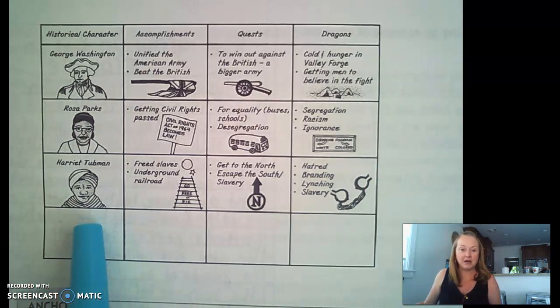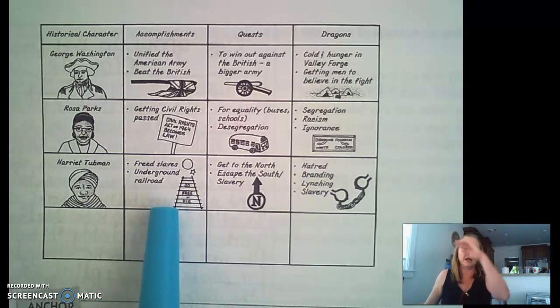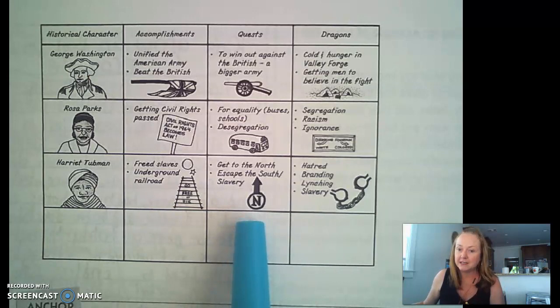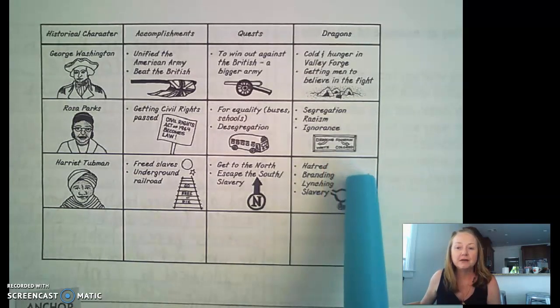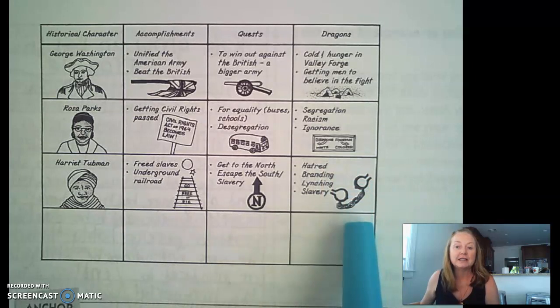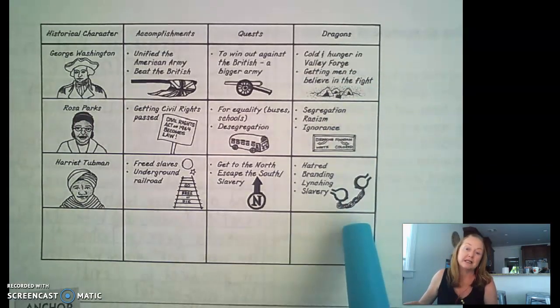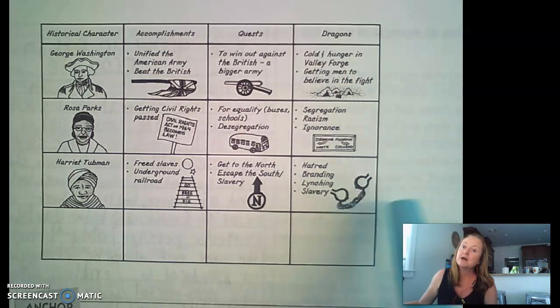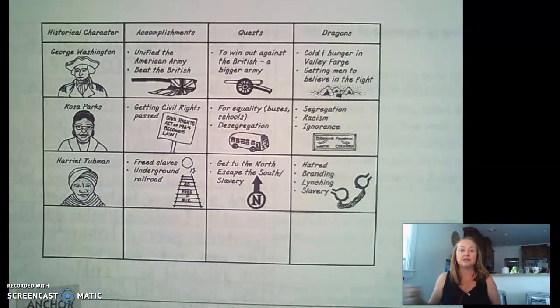Let's finally look at Harriet Tubman. What were her accomplishments? She freed slaves through the Underground Railroad. Her quest was to get to the North and escape the South from slavery. And what were her metaphorical dragons? Hatred, branding, lynching, and slavery. Those are some pretty serious metaphorical dragons. These are real things, but we're calling them dragons because they are the obstacles that these three heroes had to face.